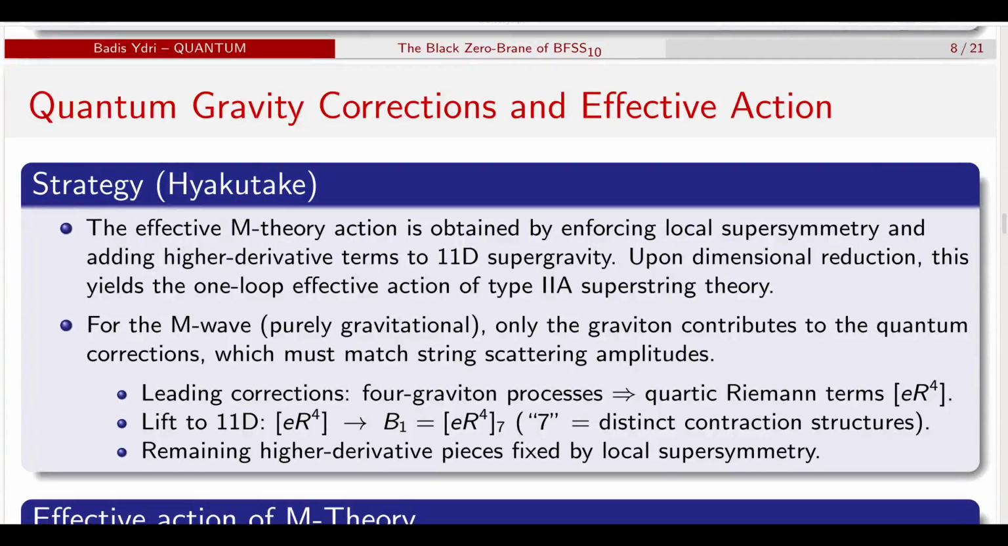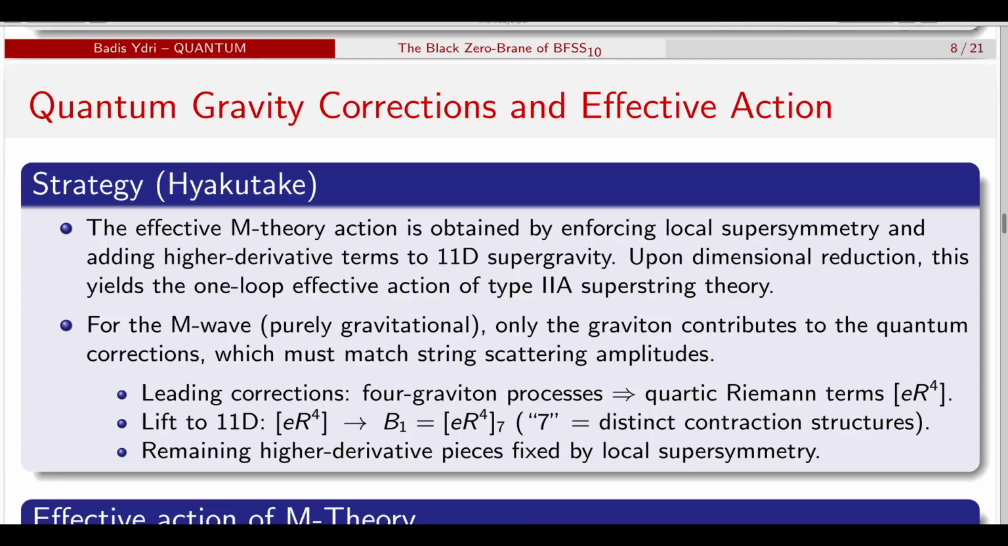We now move beyond the classical supergravity approximation and include the leading quantum gravity corrections. The corresponding effective action is constructed by requiring local supersymmetry while adding higher-order curvature terms to the classical 11-dimensional supergravity action. When the theory is dimensionally reduced, these terms reproduce the one-loop effective action of type 2A string theory.